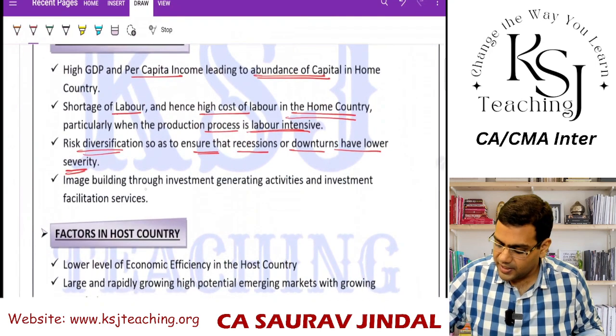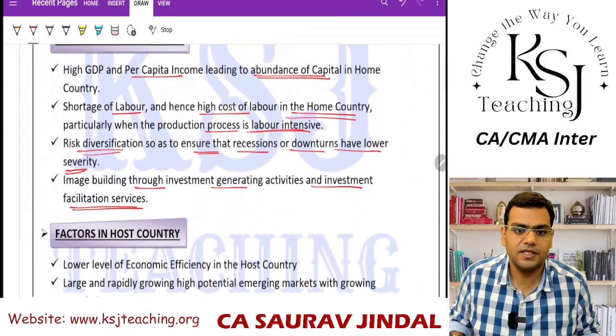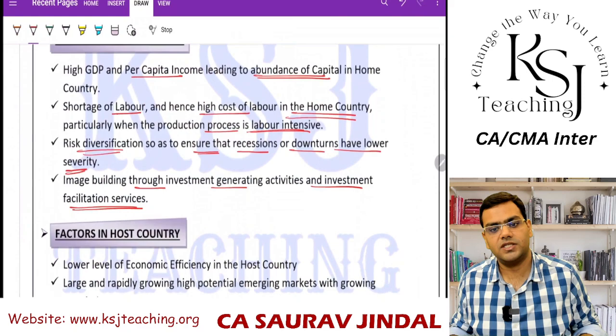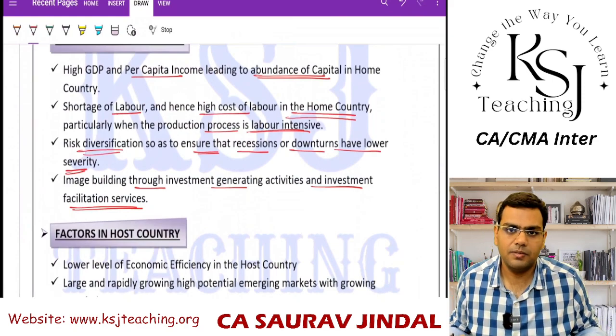The image building through investment generating activities and the investment facilitation services, right? If you are investing in India, obviously your image will be good that, oh, Mr.